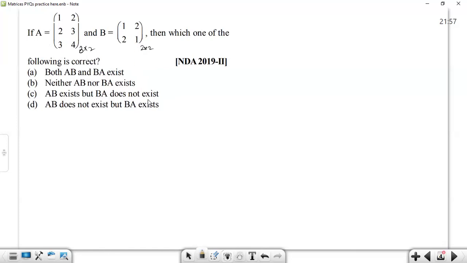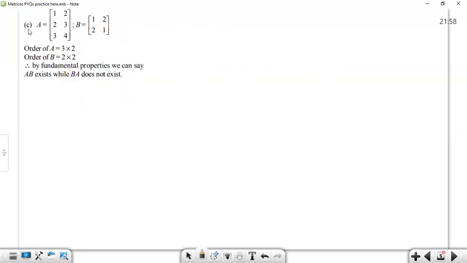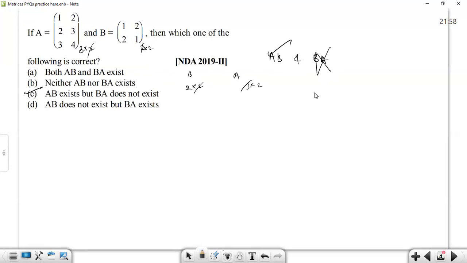After reading and observing the question and the options, we conclude that we are discussing the existence of AB and BA. For that, we only need to discuss the order of the A matrix and B matrix. If AB is getting multiplied, 2 and 2 are equal, so AB will exist. Now let's discuss BA. B matrix is 2 by 2, A is 3 by 2. Now 2 and 3 are not equal, so only AB will exist. AB exists, but BA does not exist. The answer should be C. So this is how you can solve easily and fast.